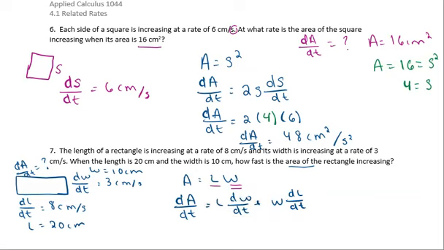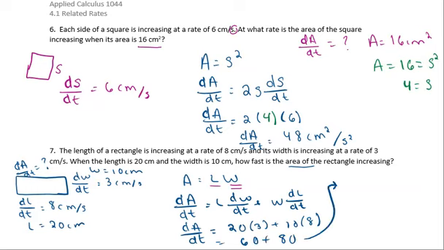Let's put everything in. We're trying to solve for dA dt, so we'll leave that as dA dt. L, we're told, was 20. dW dt we found was 3. W is 10. And dL dt we found is 8. So let's see what we get here. 20 times 3 is 60. 10 times 8 is 80. So it looks like we have dA dt equaling 140, and that would be centimeters squared per second.